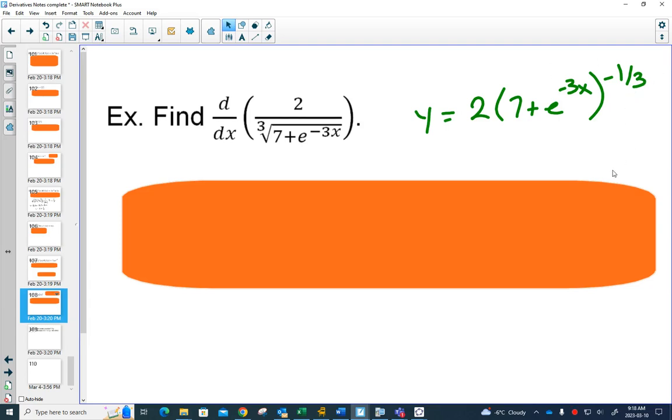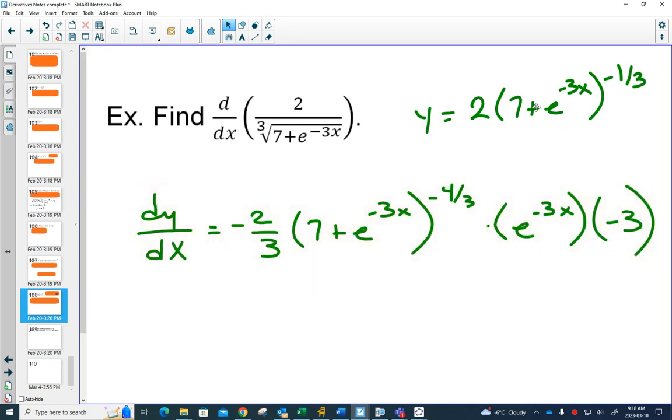And now we have a chain rule. An inside function also has a chain rule. So how do we walk through this slowly? Well, the outside function is the negative 1/3. That negative 1/3 comes out in front, subtract 1 from the exponent, and keep the inside the same. Then we do the derivative of the inside, and this part is a chain rule as well. So its derivative would be e to the negative 3x, keep the inside function the same, multiplied by the derivative of the inside function.